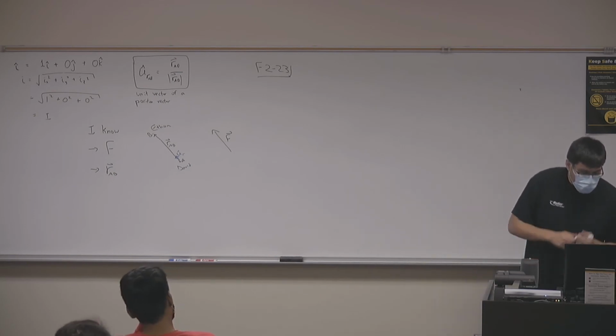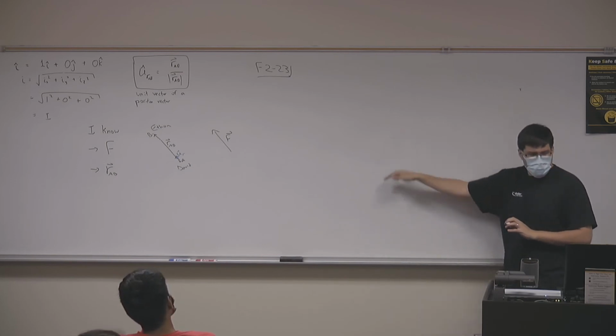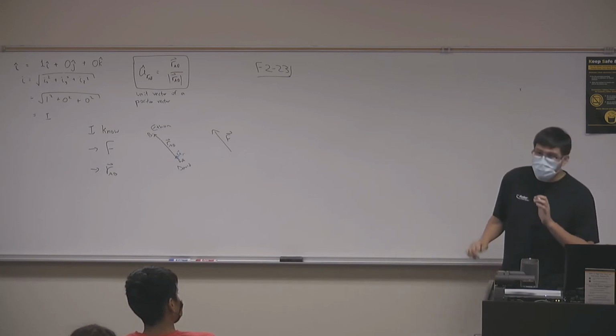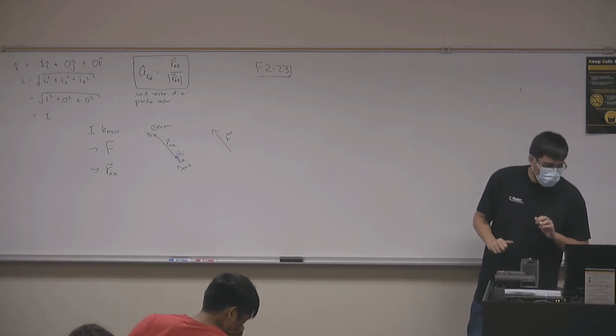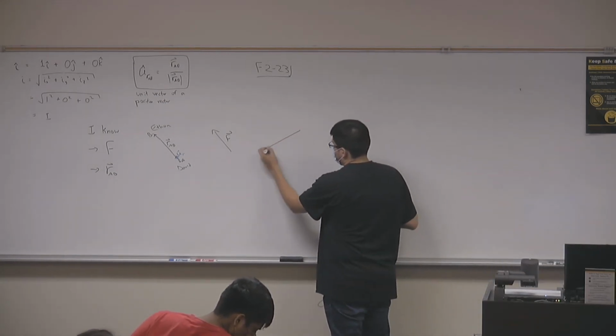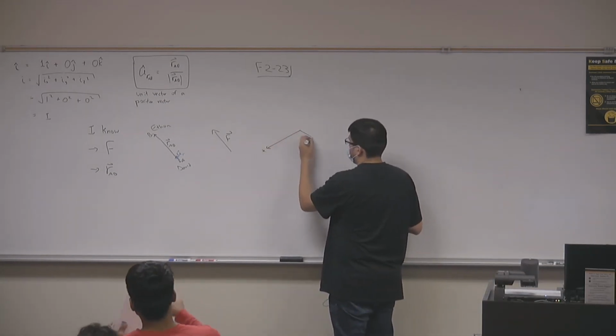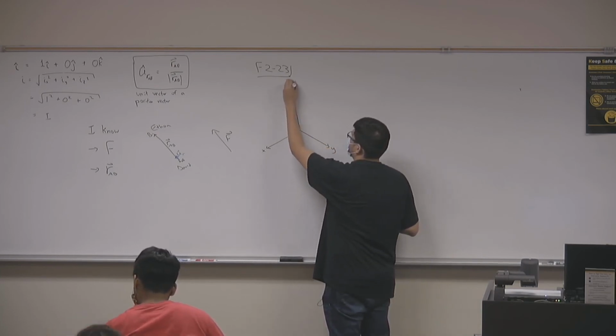So problem F2.23. I'm going to be careful when drawing it because I'm not very good at drawing these things. So I'm going to try my best. But if you have your book, just look at your book for now, and that will help you understand the image. So we have our x-axis, our y-axis, and our z-axis.